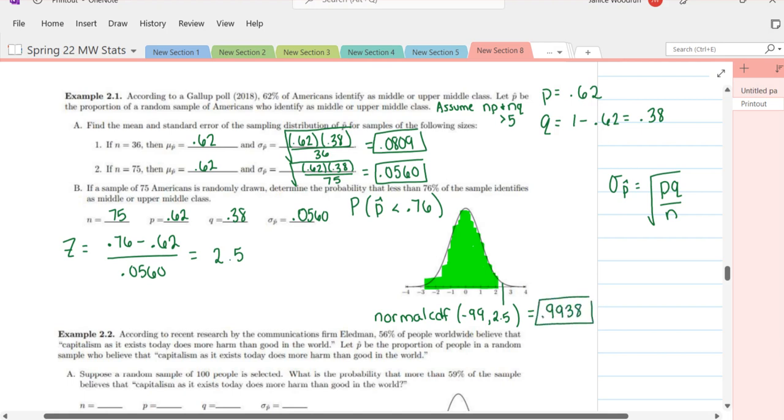Okay, so in a sample of 75 Americans, there is a 99.38% chance that less than 76% of them identify as upper middle class. Or middle or upper middle class.